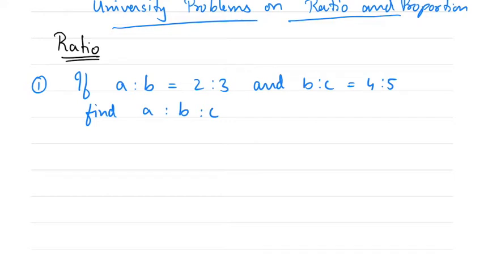If A is to B is equal to 2 is to 3 and B is to C is equal to 4 is to 5, find A is to B is to C.